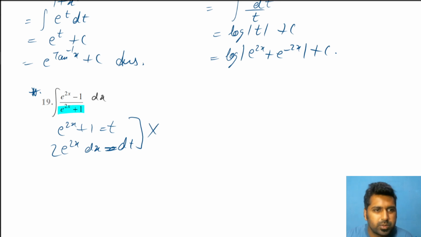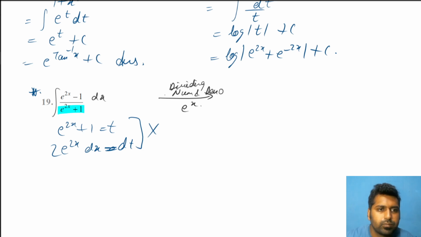I told you this is a good question, so let's see. What I'm going to do, the first step, you might find it weird, but after doing the first step, you'll be able to see what is going to happen. I'm dividing numerator and denominator both by e raised to power x. Okay, you'll see in a minute why.